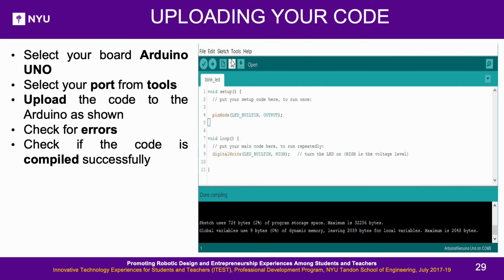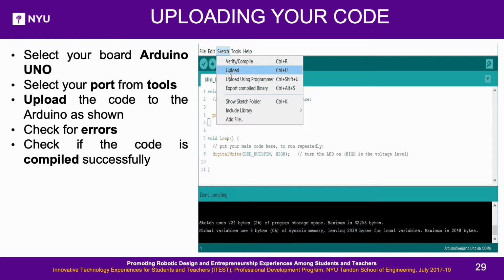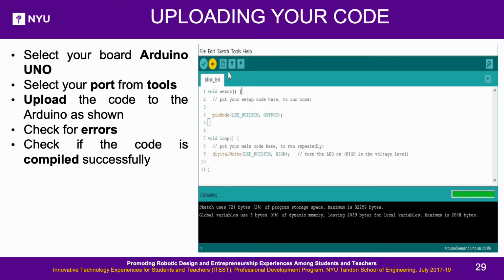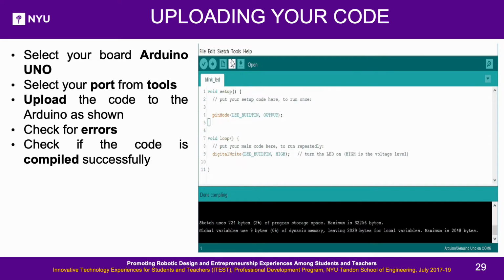Uploading your code. Select your board, Arduino Uno. Select your port from Tools. Upload the code to the Arduino as shown. Check for errors. Check if the code is compiled successfully.